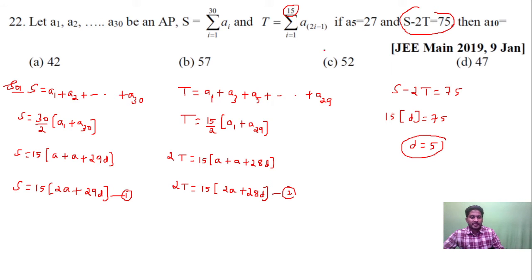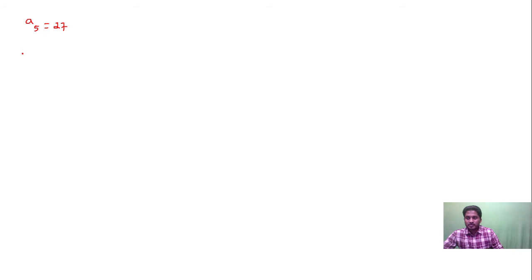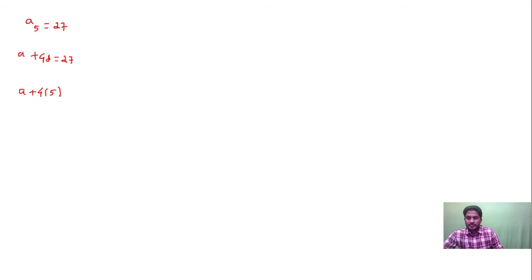Alright, how will I find a? There's one more data given here: a5 is equal to 27. That is given in the question. Now a5 is equal to a plus 4d. So a plus 4d is equal to 27. So this will be a plus 4 into the difference d, which is 5, is equal to 27. Therefore a is equal to 7.